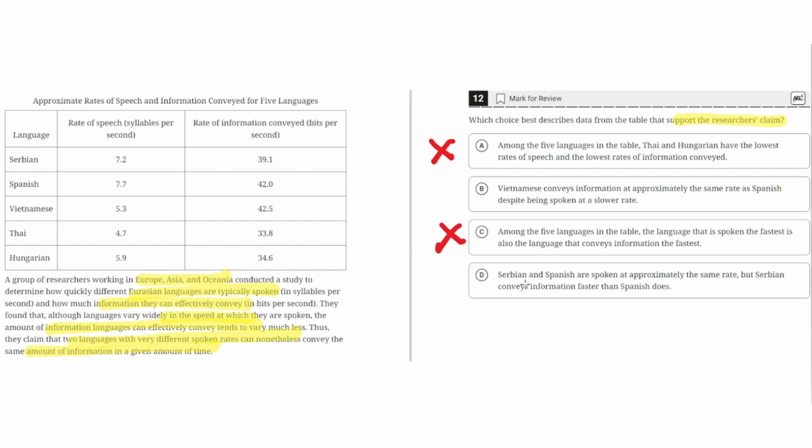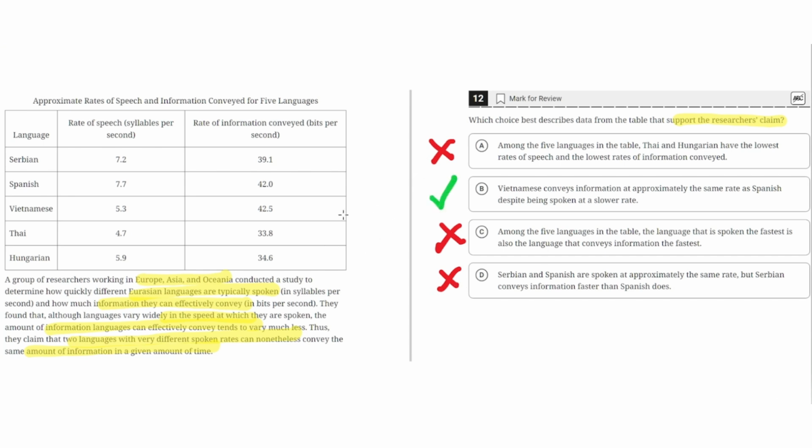D. Serbian and Spanish are spoken at approximately the same rate, but Serbian conveys information faster than Spanish does. So let's check if this is true. So Serbian and Spanish are spoken at approximately the same rate. So this is true, 7.2, 7.7, but Serbian conveys information faster than Spanish does. But this is incorrect because Spanish conveys at 42 and Serbian at 39.1. So Spanish is faster than Serbian. So D is incorrect, and thus the correct answer is B.